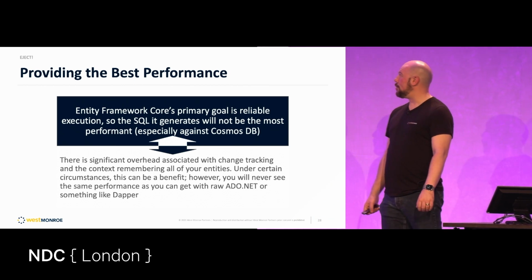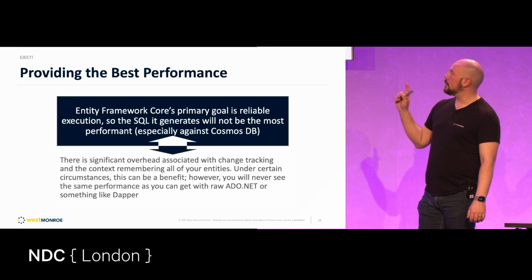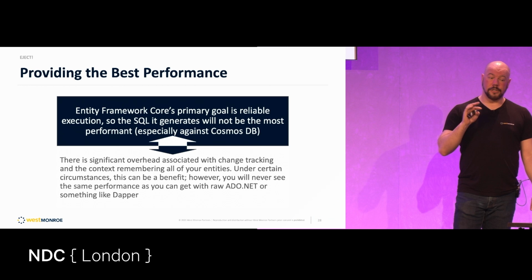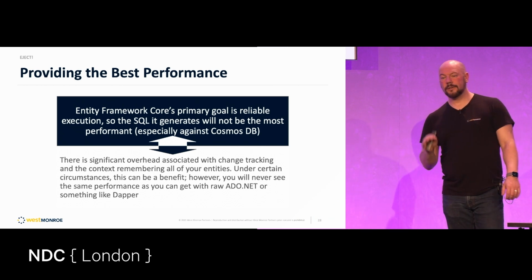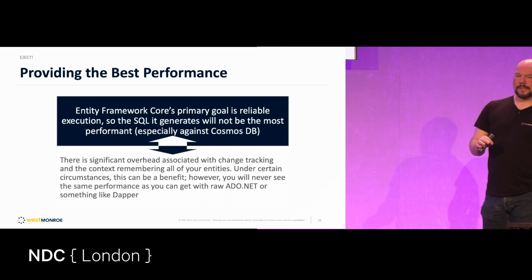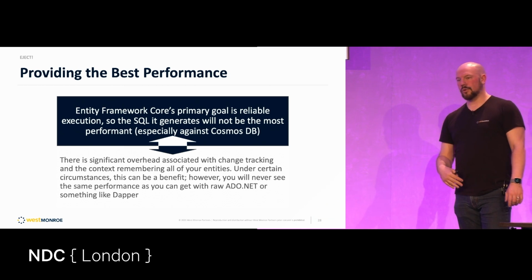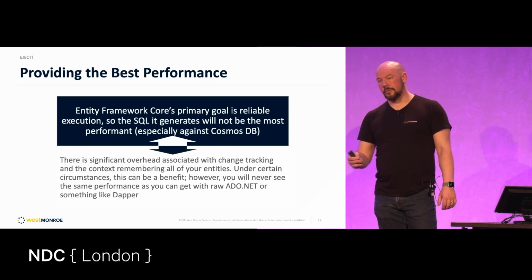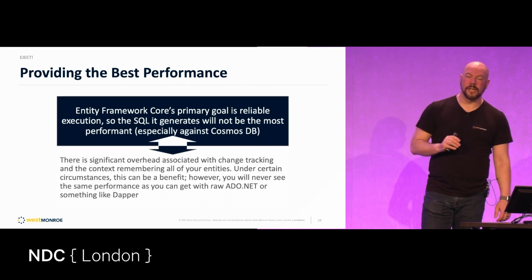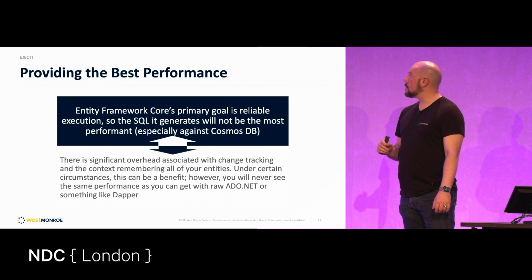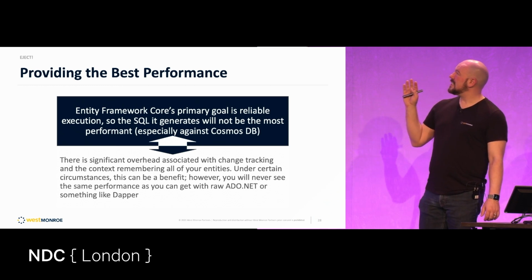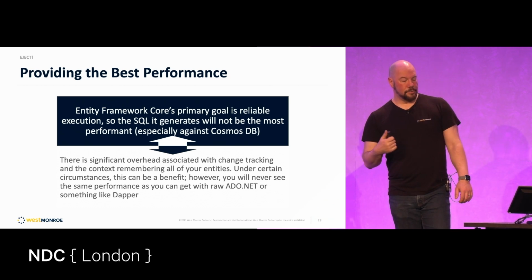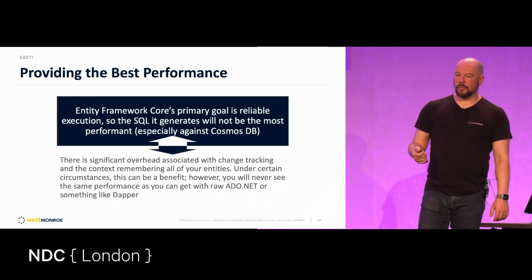The primary goal, and this is really important to remember, Entity Framework Core's primary goal is reliable execution. Right now, the team has done a ton of work to improve performance. If you haven't used it in a while, or if you're using an older version, it is worth updating to 6. Actually, it was worth updating to 5. It's really worth updating to 6. But its goal is to be reliable, right? So the SQL it generates is not going to be the most performant.